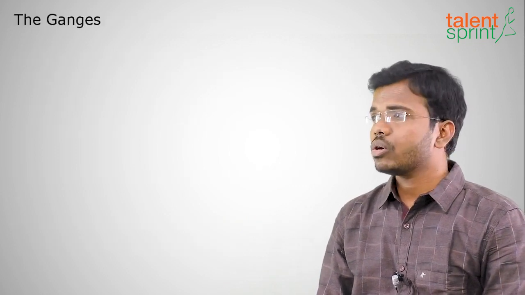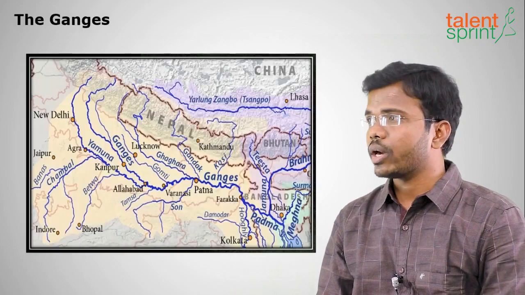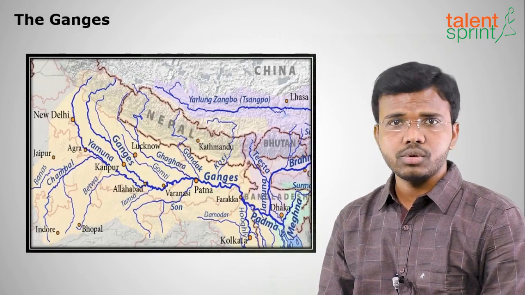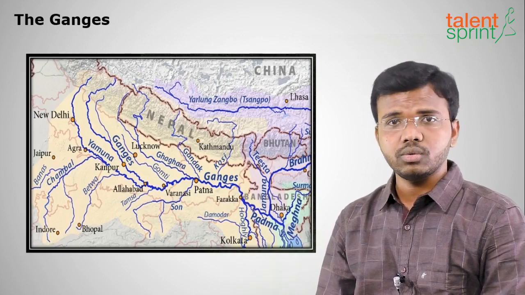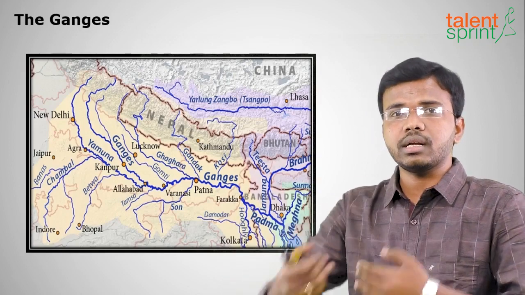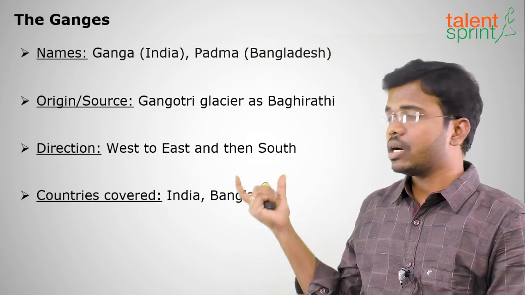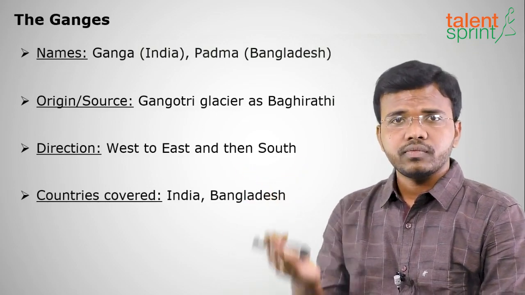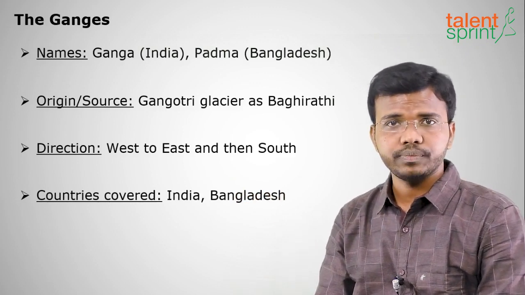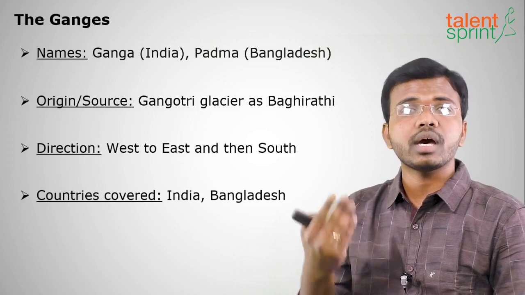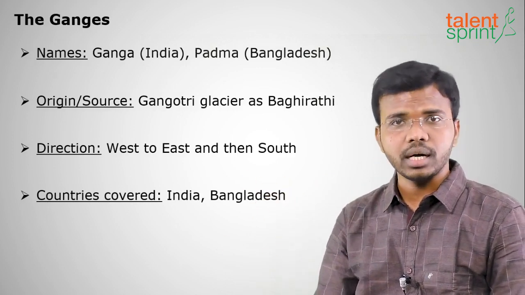Okay, moving on to the third Himalayan river, that is the Ganges. It originates as the Bhagirathi in Uttarakhand, and it is joined by the Alaknanda. The Ganga is called Ganga in India and Padma in Bangladesh. Brahmaputra is called Jamuna in Bangladesh, but the Ganges is called Padma in Bangladesh.